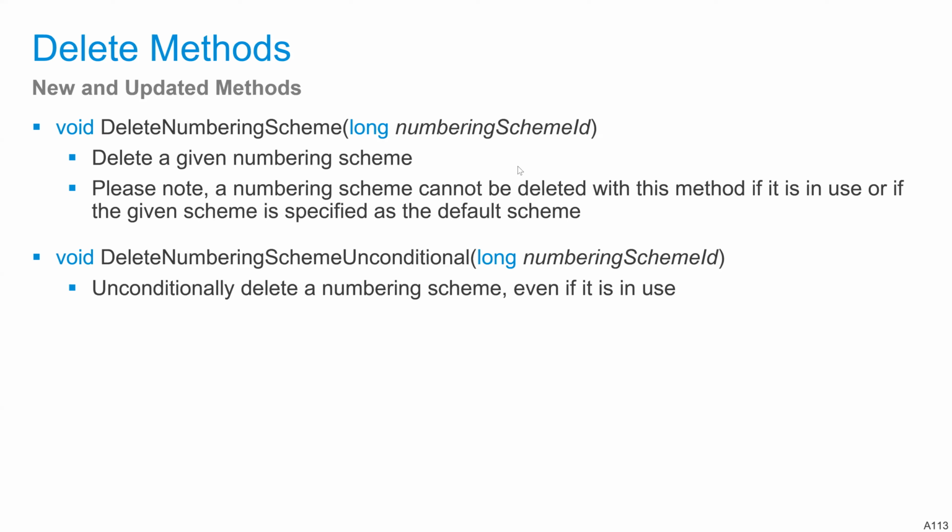All right. So moving on, we also have the delete methods. In this case, we have delete numbering scheme unconditional as a new method as well. The delete numbering scheme as a standard method has some restrictions where if it's in use or if it's specified as a default, it'll throw an exception or raise a restriction. With the unconditional, those restrictions and exceptions are ignored, and regardless of its current state, it'll just be removed.